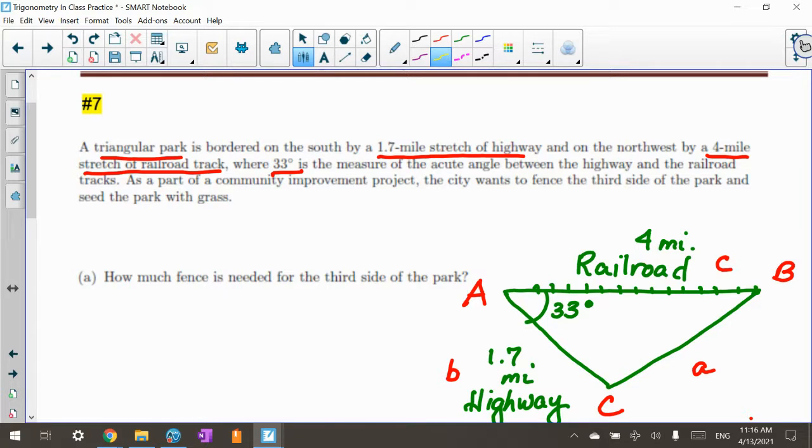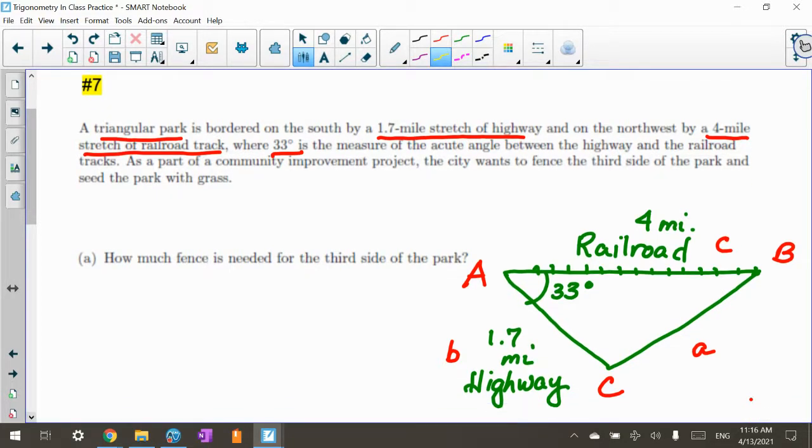So a couple things I want you to notice. I use green for the grass. I labeled this when I got all done, ABC, and then labeled the little a, little b, little c, so that I knew what I was talking about. They first want me to figure out how much fence is needed for this third side. So we're basically talking about side A, okay? So let's get going on this.